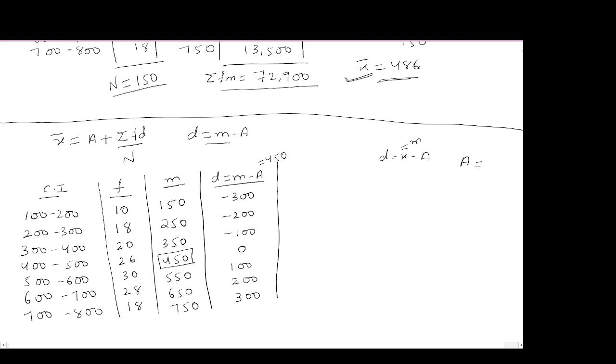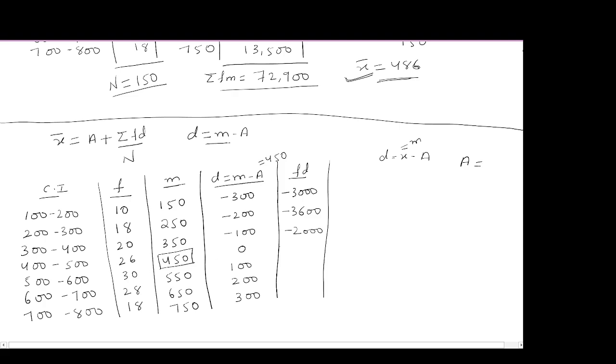Now what is there in the formula? F into d. Now our next calculation is f into d. So multiply the frequency values with d value. Again be careful with the minus sign. 100 into minus 300 is minus 3000. 18 into minus 200 is minus 3600. 20 into minus 100 is minus 2000.